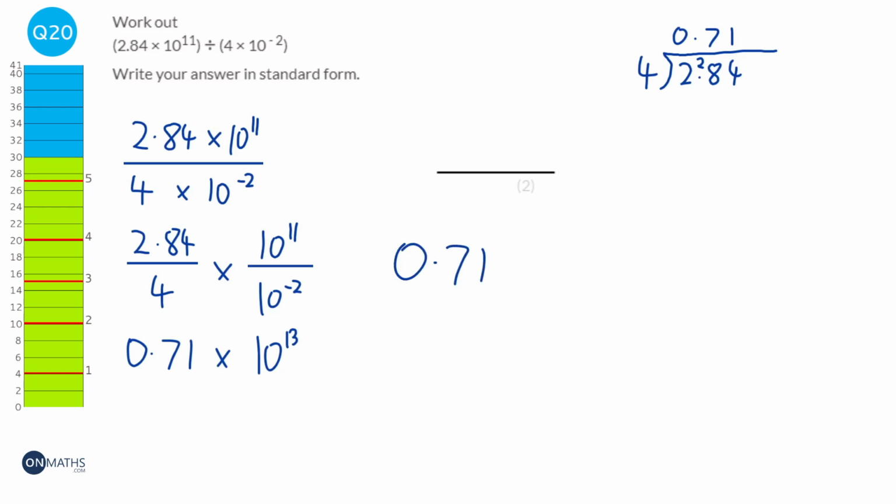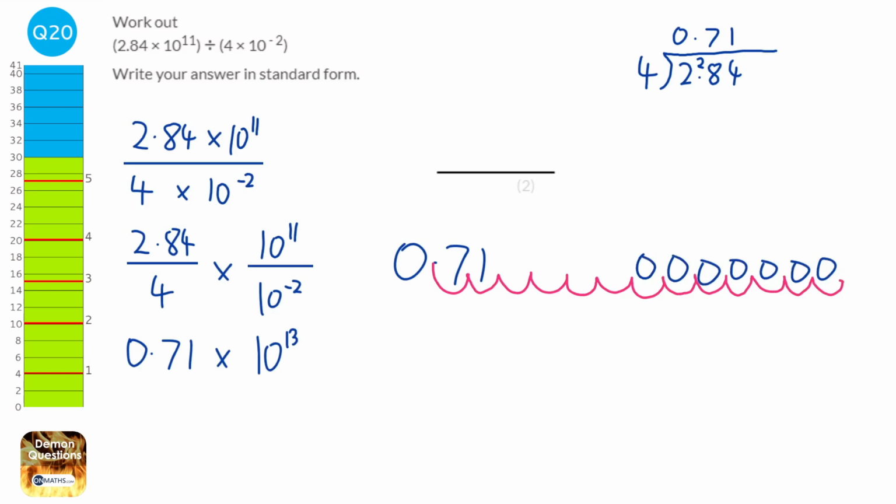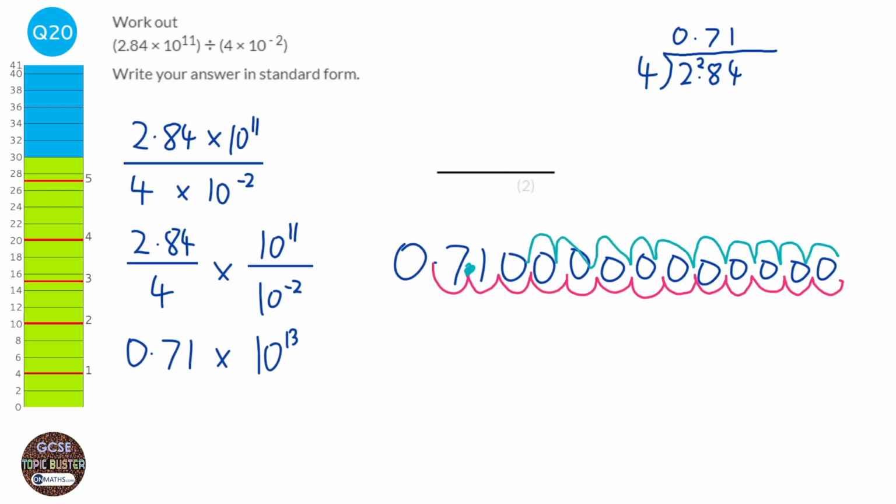I'm going to write this as an actual number. So it's 10 to the power of 13, so it would be 1, 2, 3, 4, 5, 6, 7, 8, 9, 10, 11, 12, 13. Fill in the zeros. So it would be 7, 1, and all those zeros. And then I'm going to put it back into standard form. Now, the decimal point will need to be here to make it 7.1. So it would be 1, 2, 3, 4, 5, 6, 7, 8, 9, 10, 11, 12. So it's going to be 7.1 times 10 to the power of 12.